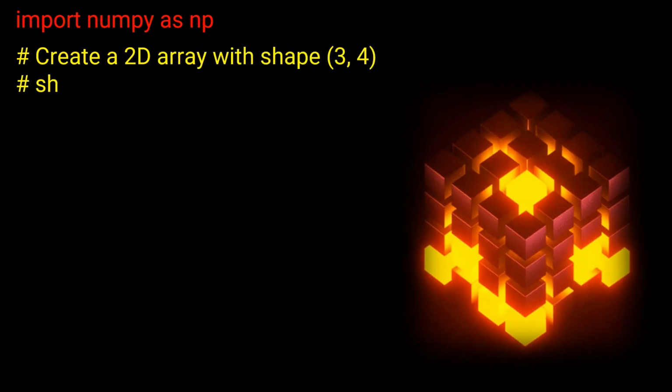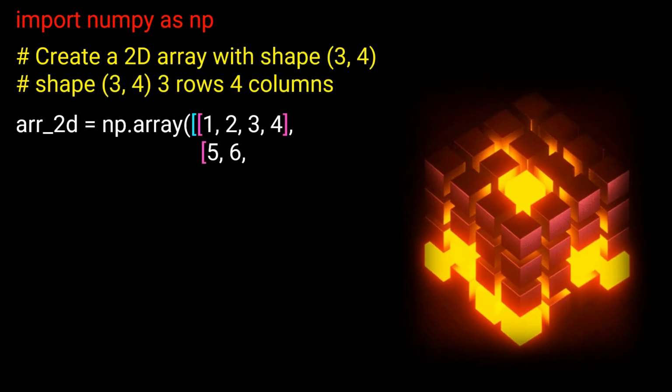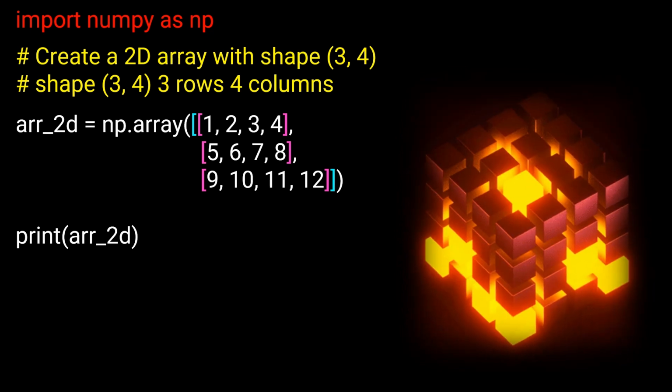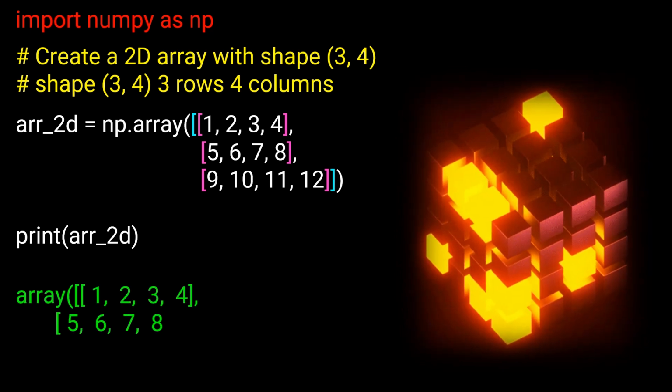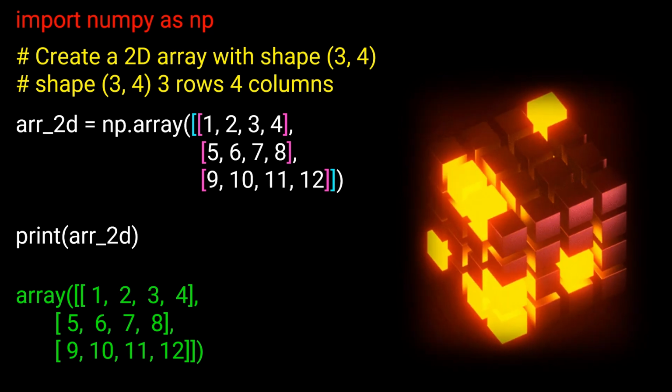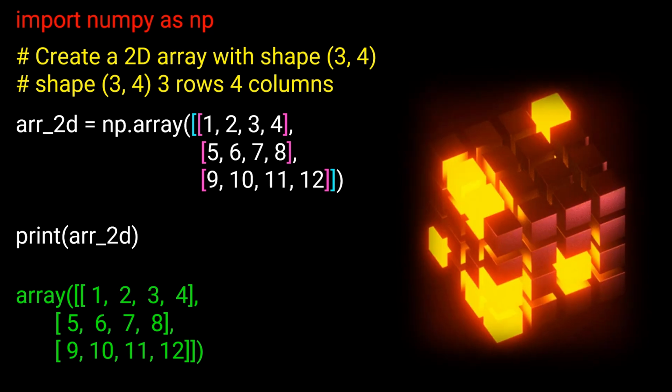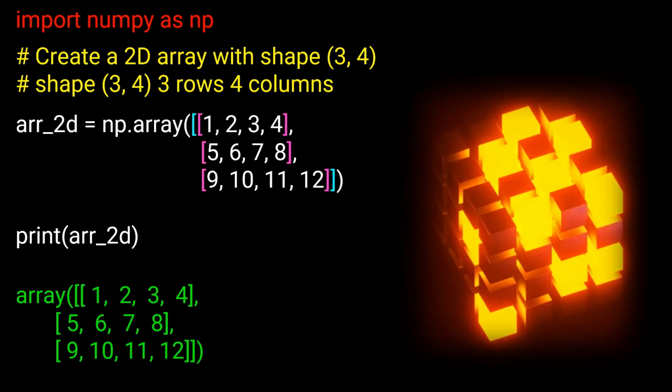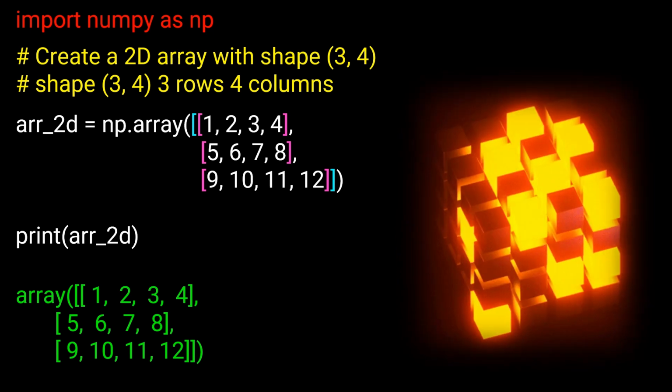In NumPy, we can create multidimensional arrays using the numpy.array function. The function takes a Python list or tuple as input and converts it into an n-dimensional array object. Here is an example of creating a 2D array with shape 3, 4 using NumPy. Shape 3, 4 means 3 rows and 4 columns. In this example, we have created a 2D array arr_2d with 3 rows and 4 columns. We pass a nested list of integers to the numpy.array function to create the array.